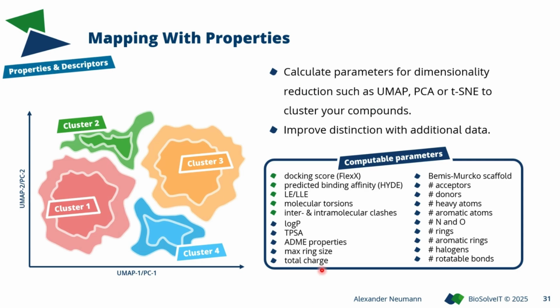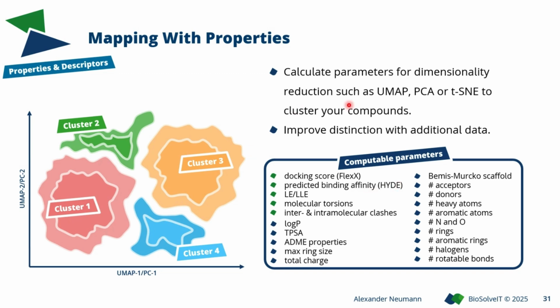A very short slide: properties and descriptors. I mean, you can calculate stuff. This is a list of stuff that is associated with the HYDE algorithms. You can even use FlexX to generate more docking scores. So anything structure-based is in green, and all of those ligand-based 1D parameters whatsoever are mentioned in dark bluish. So basically, you can use our tools to calculate those kinds of things for dimension reductions, right?